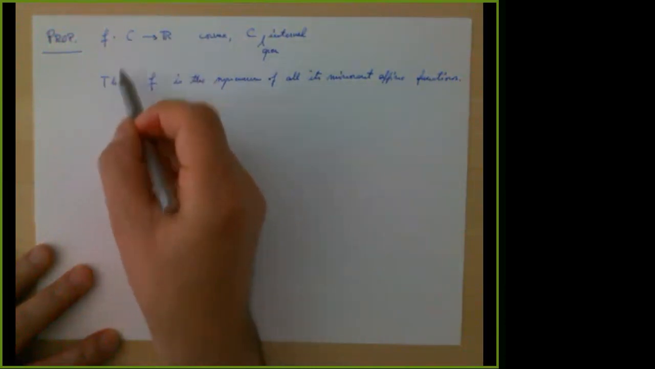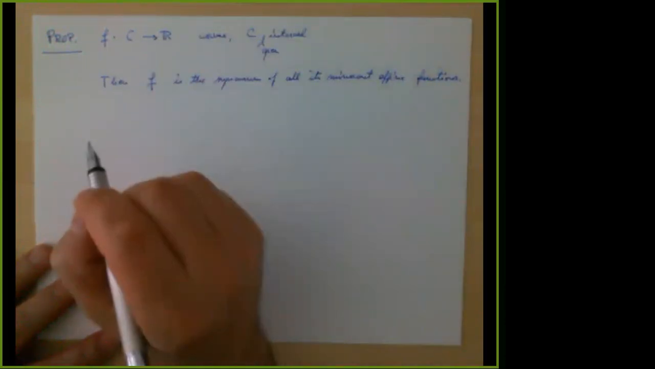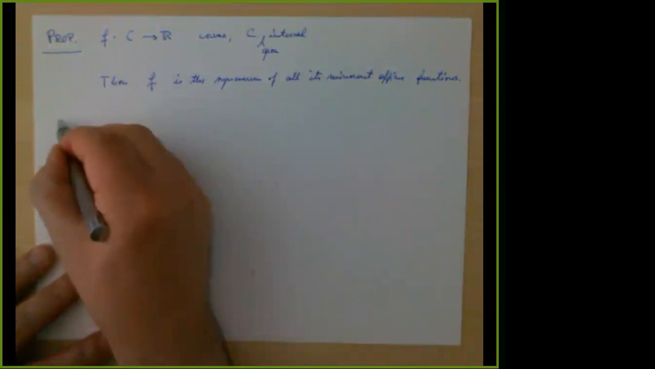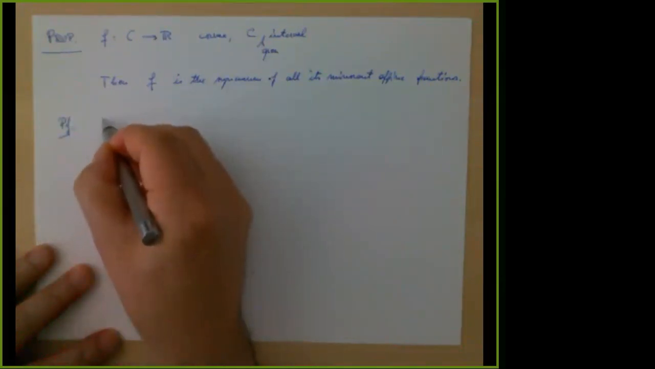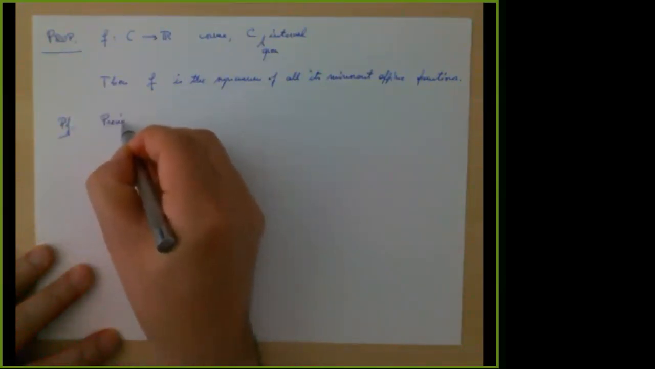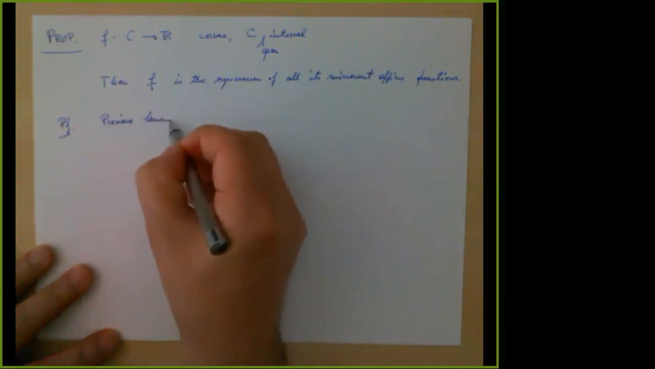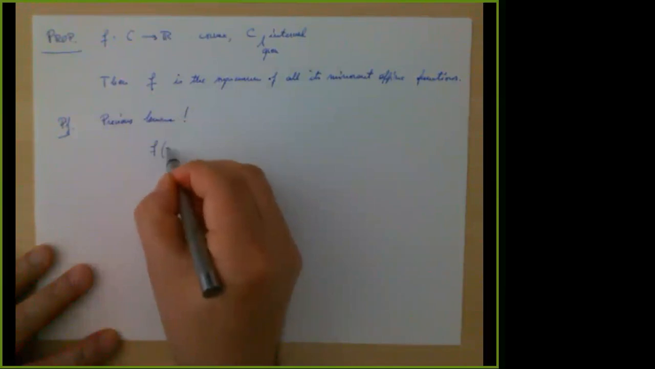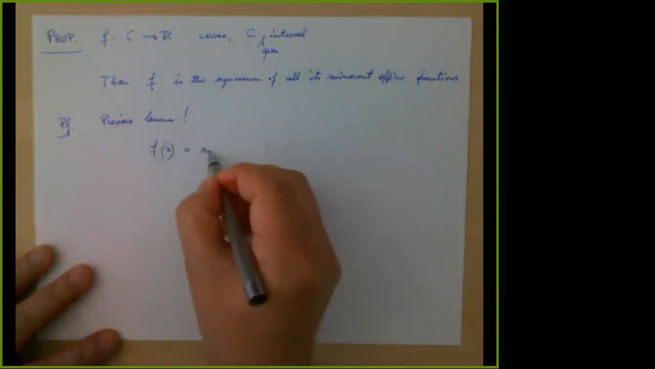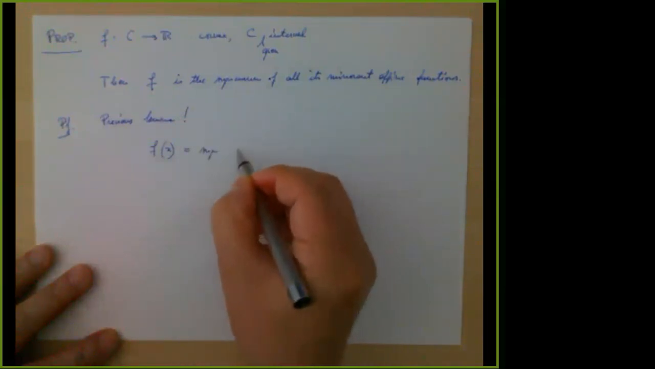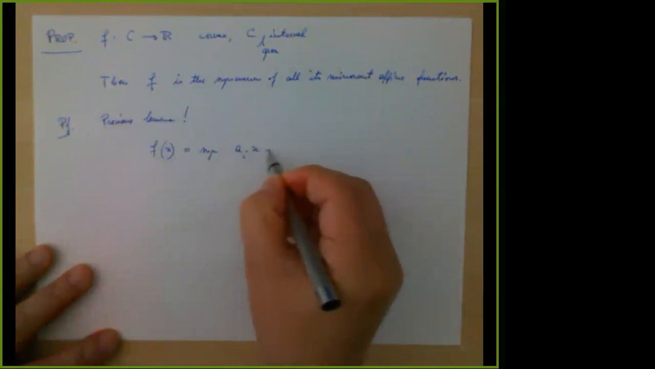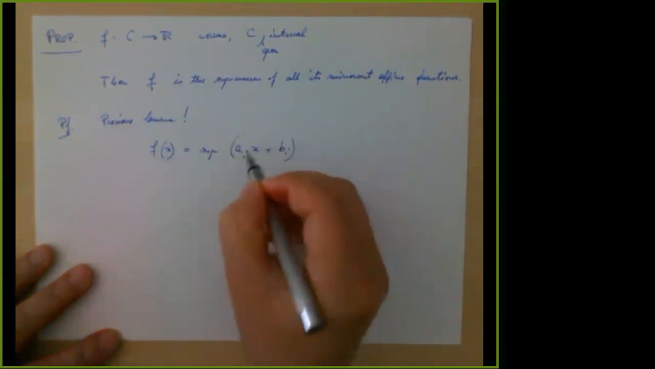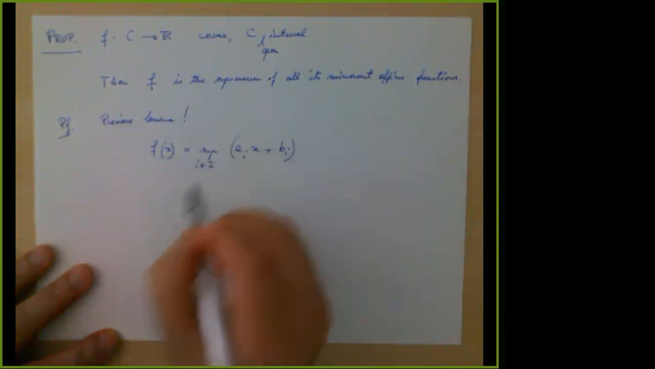Actually this proposition doesn't need a proof because the proof is the previous lemma. So proof: previous lemma. So the important fact is then that we can write that f of x is equal to the supremum of, let's say, a_i x plus b_i, where i is in a collection of indices.